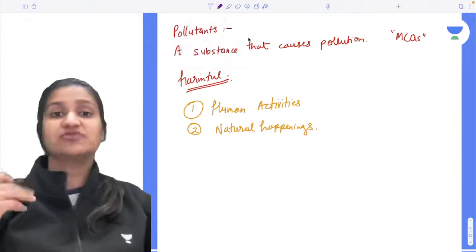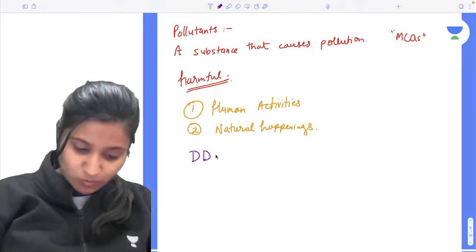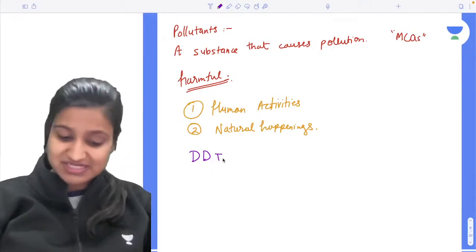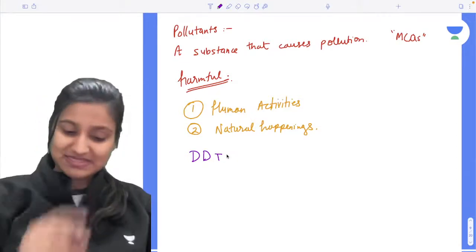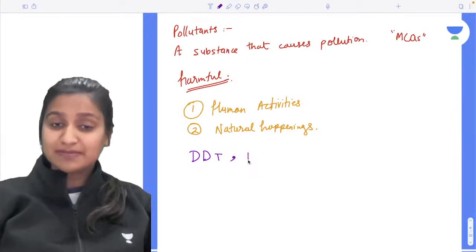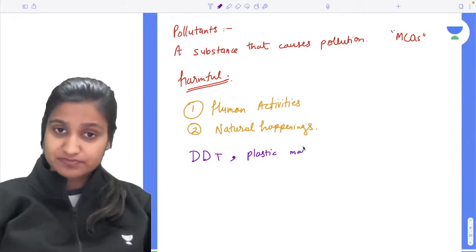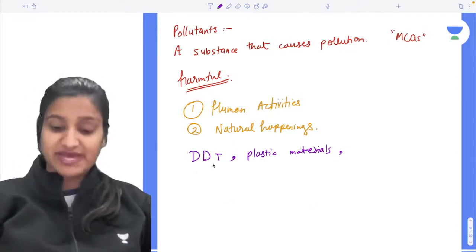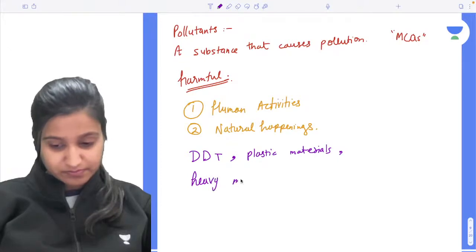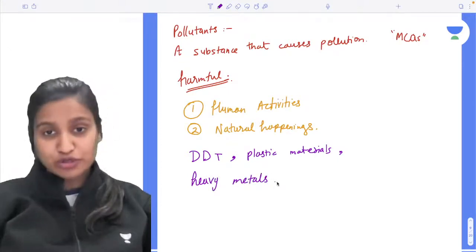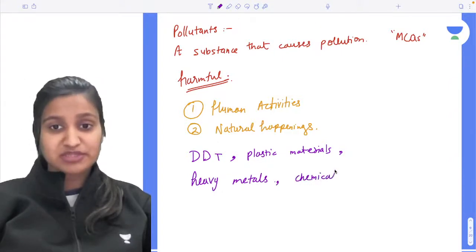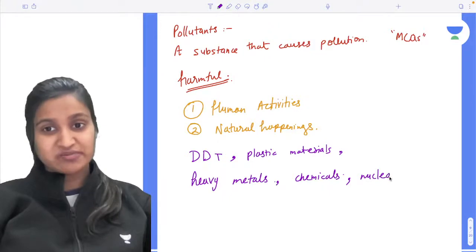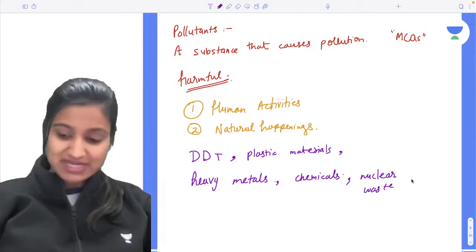For example, what are the different examples of pollutants? You can say DDT, the white colored powder, dichlorodiphenyltrichloroethane, simply DDT. Apart from it, plastic materials, heavy metals, or chemicals. Also nuclear waste. So these are your pollutants.